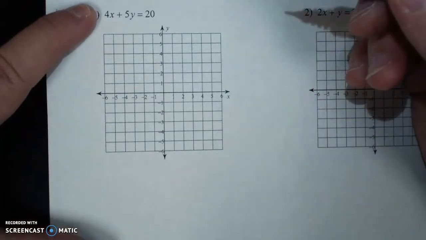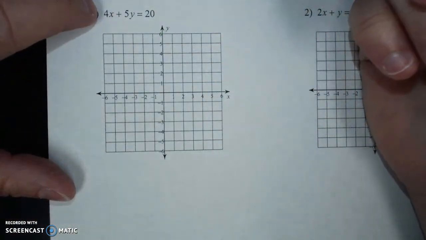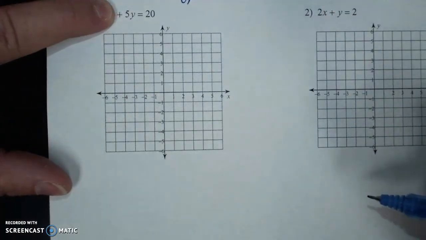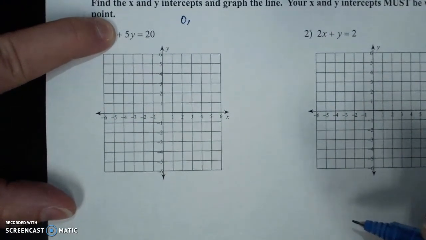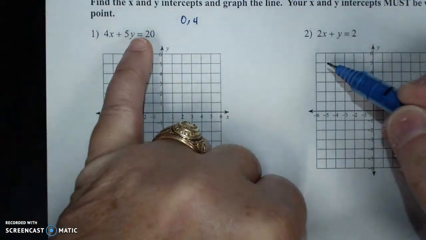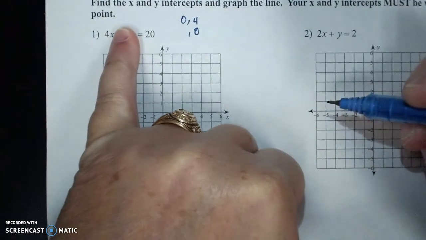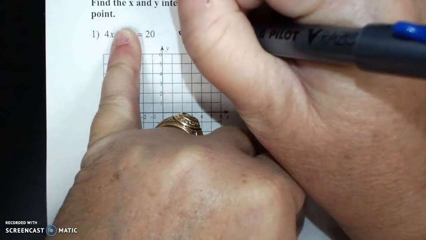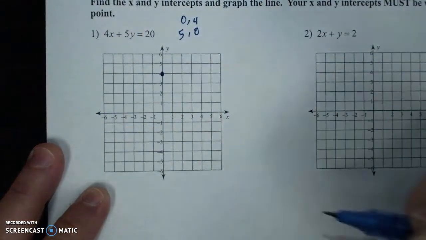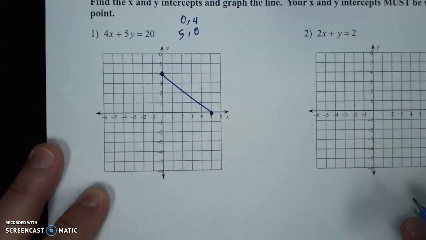On here, if I let x equal 0, 0 times anything is 0, so I cover it up and it says y equals 4, because 5 times 4 is 20. The next thing I do is let y equal 0, which means I cover it up, and 4x equals 20, so x is 5. So I can go (0, 4) for one point and (5, 0) for another point, and I can graph that.